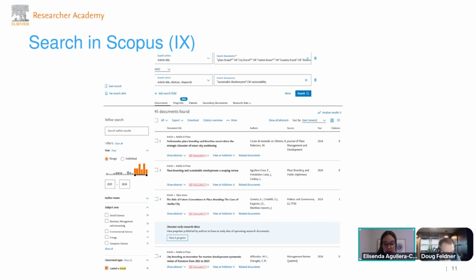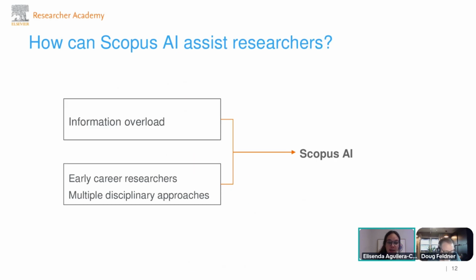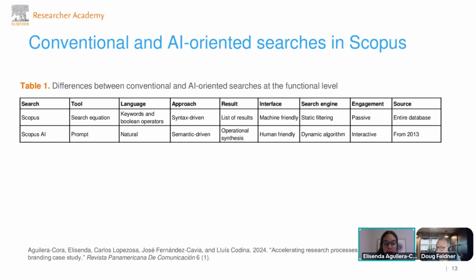Okay. Right. So how does GenAI assist researchers in this process? Right. We've been talking about information overload, early career researchers or researchers looking into different disciplines. This is exactly what Scopus AI does. Doug has already introduced the topic. I will show you shortly with a little demonstration, live demonstration.